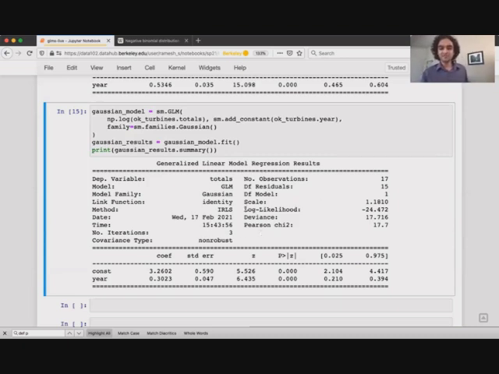And then there are these interesting values here that we're not going to talk about right now. There's log likelihood, deviance, and Pearson chi-squared. These are all ways of quantifying how well this model fits the data, and we'll actually talk about those in a future video.